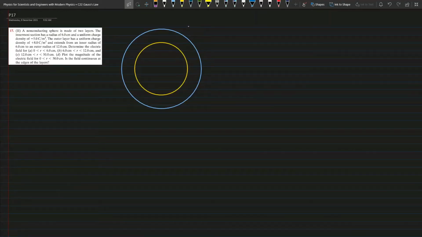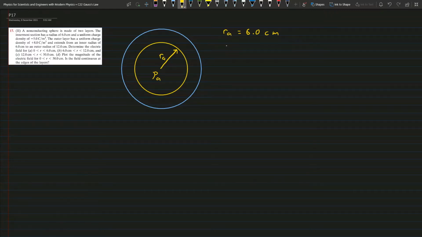Here we have a non-conducting sphere made out of two layers you can see here. At the innermost section, from the center until here, we have a radius. Let's call this RA. This RA is equal to 6.0 cm.